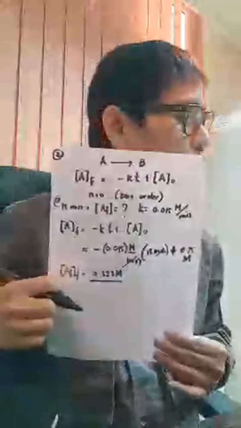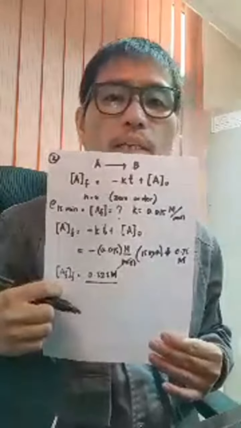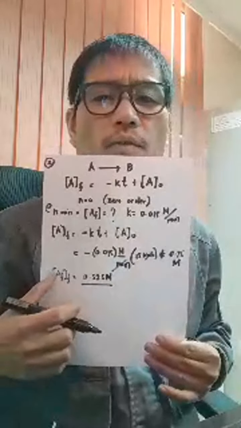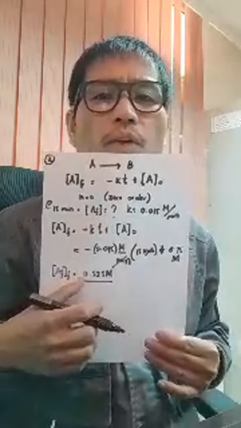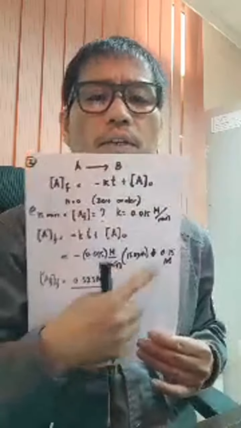So 0.525 molar. This is our answer in letter A. In the question, what will be the concentration of the reactant after 15 minutes? The concentration of the reactant after 15 minutes is 0.525, in which originally this is 0.75, the initial concentration for this.